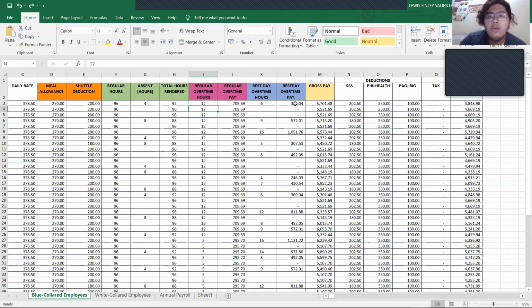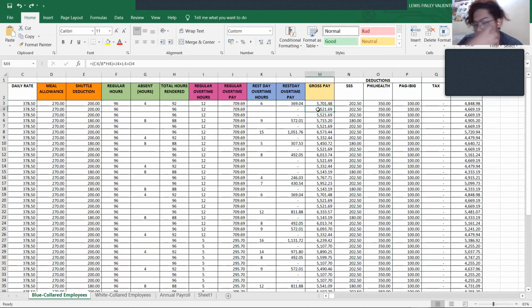Next, we need to compute for the rest day overtime pay. We get this by again getting the hourly rate and then multiplying it by the rest day overtime hours, the amount of overtime you did, and then multiply it by 1.3 because it has an overtime rate of 130%.